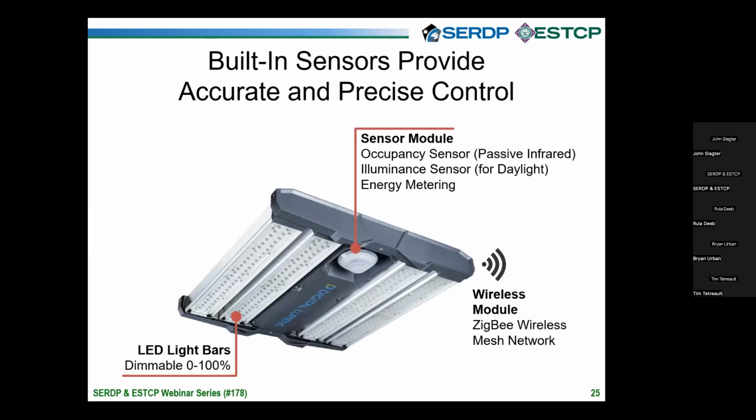If we go a step further and look at the lights, they come with dimmable LED light bars. They can dim from 0 to 100%. Each fixture has its own built-in sensor module that can measure occupancy using a passive infrared sensor, and illuminance to measure daylight. It basically looks at the ground and measures how bright the ground is beneath the fixture. And then some of them have onboard energy metering capabilities where they'll measure their own self-consumption and report it back to a dashboard so you can keep track of the savings over time. Again, all of that goes over an encrypted Zigbee wireless mesh network. The lights talk to each other and then back to the home base appliance to do the controls.